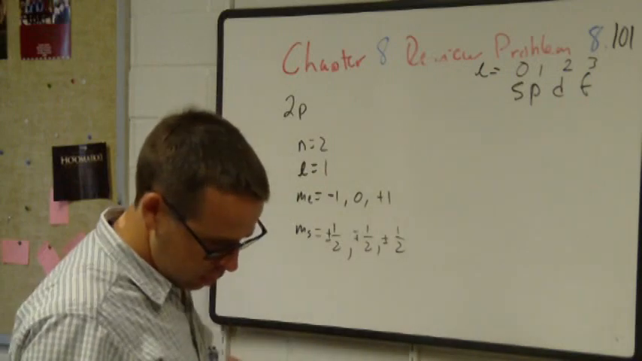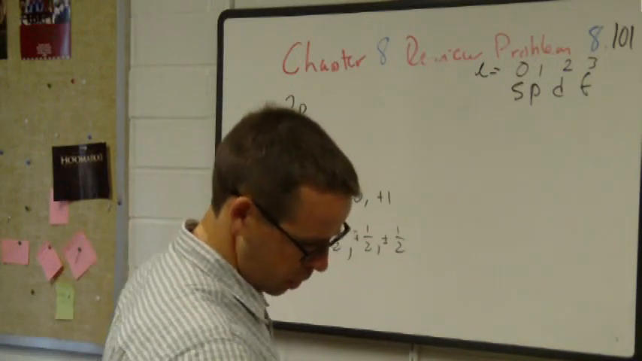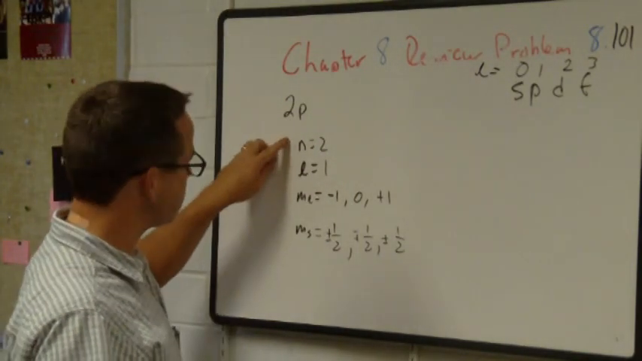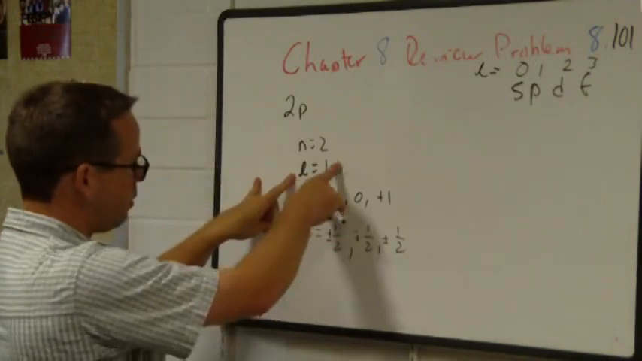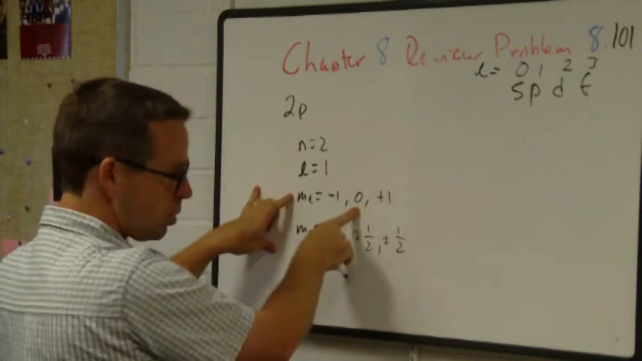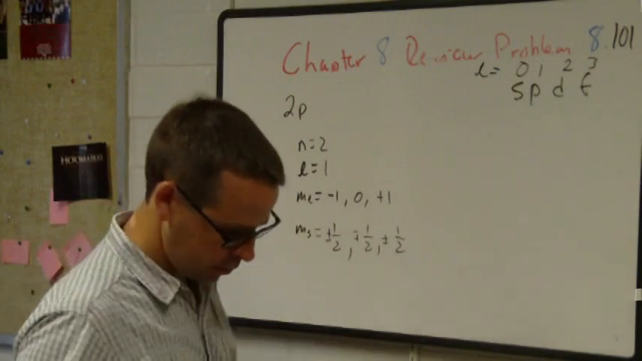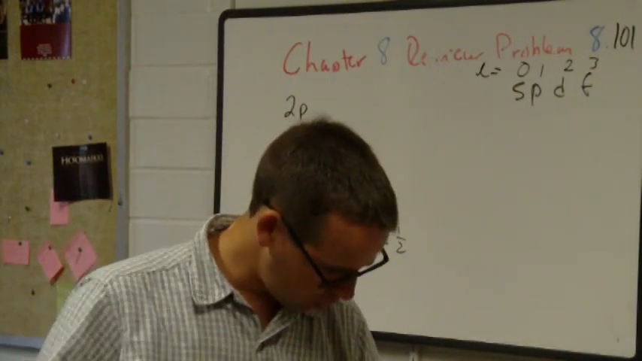Okay, so that should be the answer. So we can look here. We have a scenario where n equals 2, so n always has to equal 2, and l always has to equal 1. Then we have the one with the minus 1 and plus or minus 1/2, one with the 0 with plus or minus 1/2, and then one with the positive 1 with plus or minus 1/2.